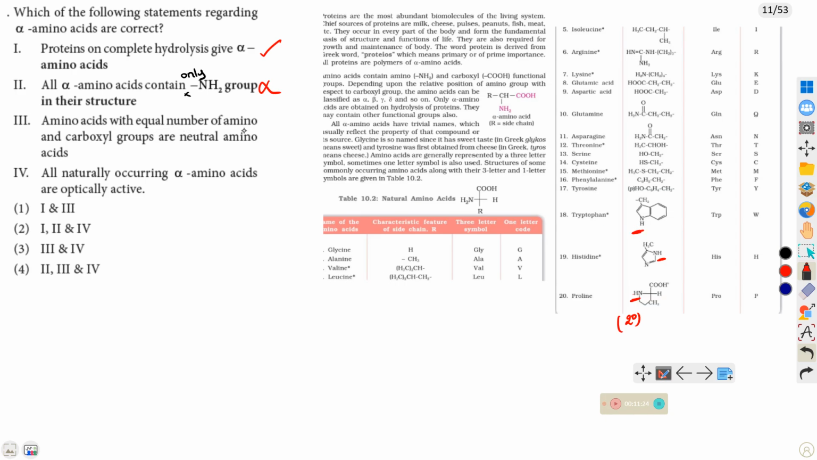Amino acids with an equal number of amino and carboxyl groups are neutral amino acids. Correct. All naturally occurring alpha amino acids are optically active. Wrong. Glycine is optically inactive. No doubt the fourth statement is wrong. In this, only the fourth statement is absent. So the correct answer is the first option.